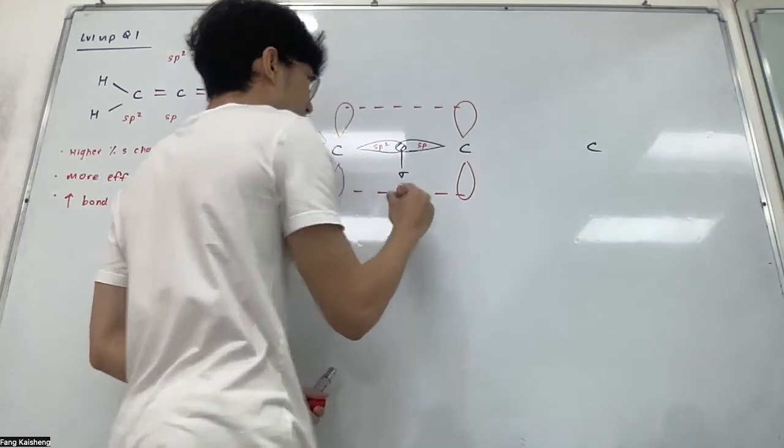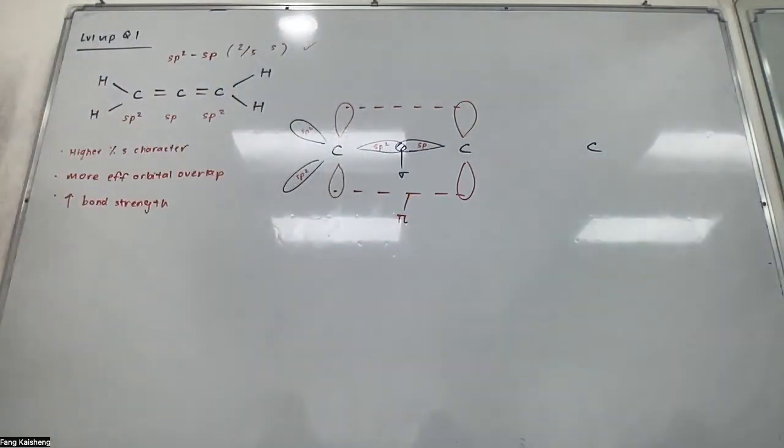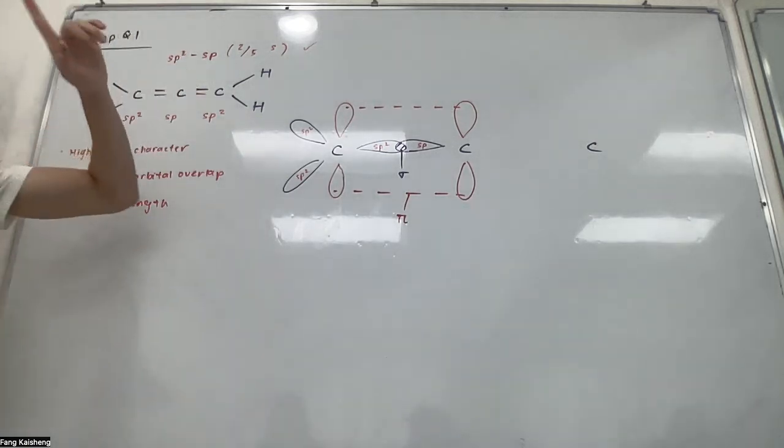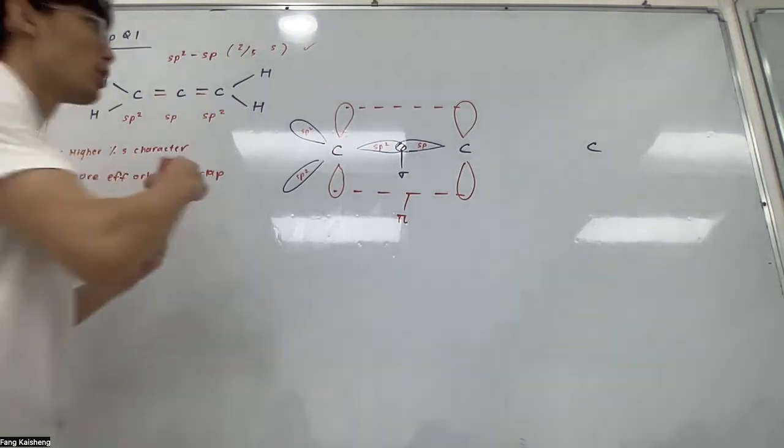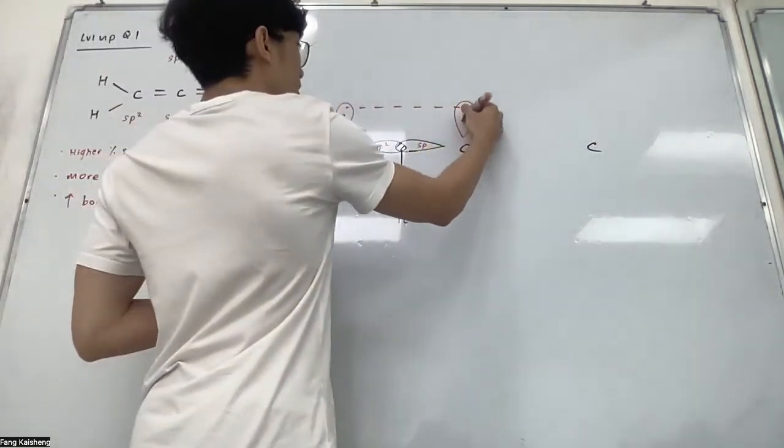And remember what I mentioned last lesson. You only want to label one of them. Don't label both. It's not 2 pi bonds. You must overlap both top and bottom just to form one pi bond. Okay? Label your p orbitals also.